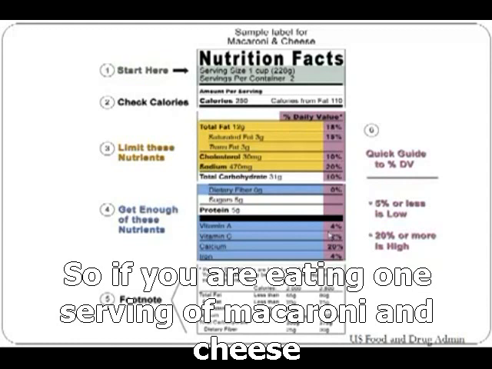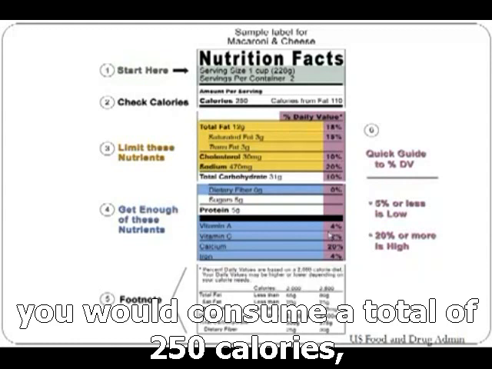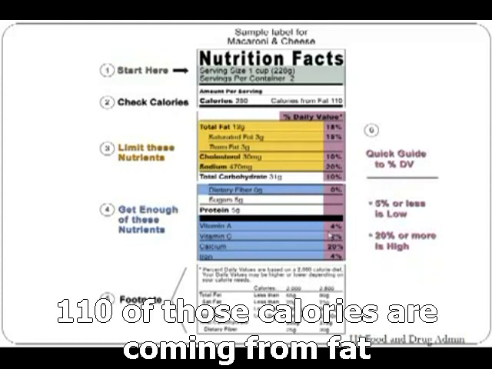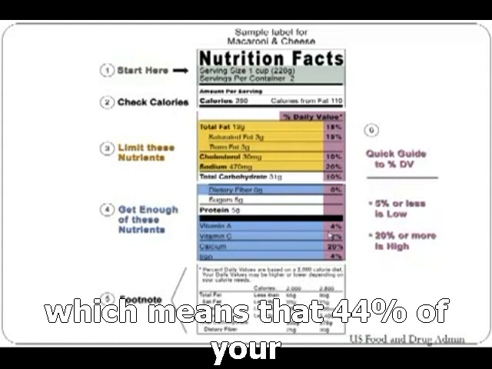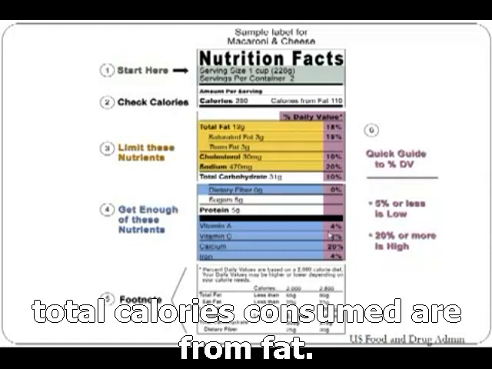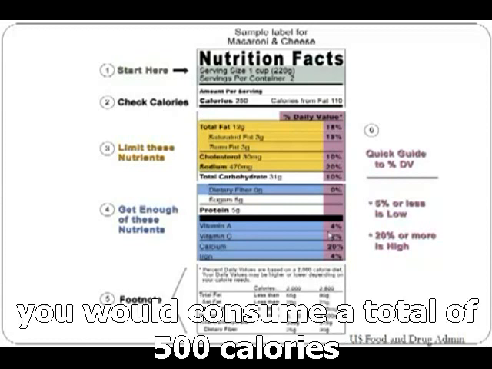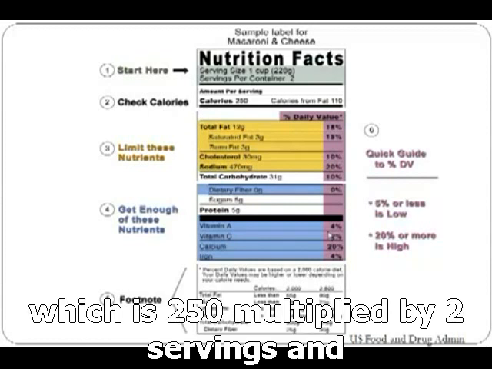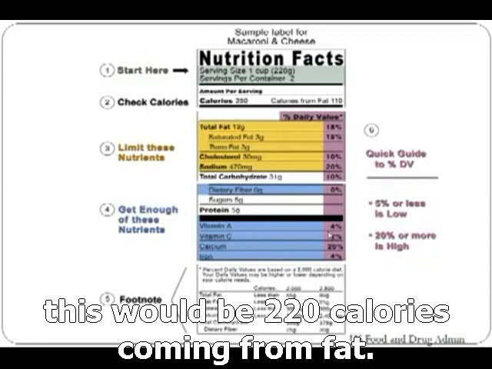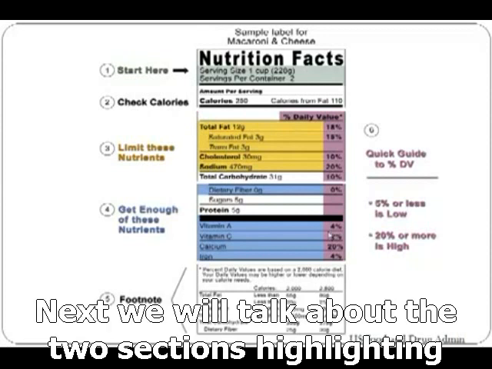So, if you are eating one serving of macaroni and cheese, you would consume a total of 250 calories. 110 of those calories are coming from fat, which means that 44% of your total calories consumed are from fat. If you eat the whole box of macaroni and cheese, you would consume a total of 500 calories, which is 250 multiplied by 2 servings, and this would be 220 calories coming from fat.